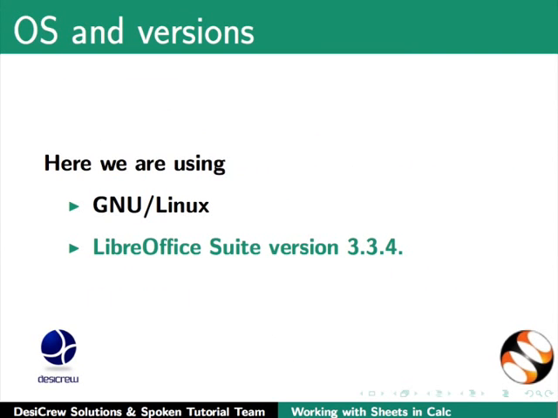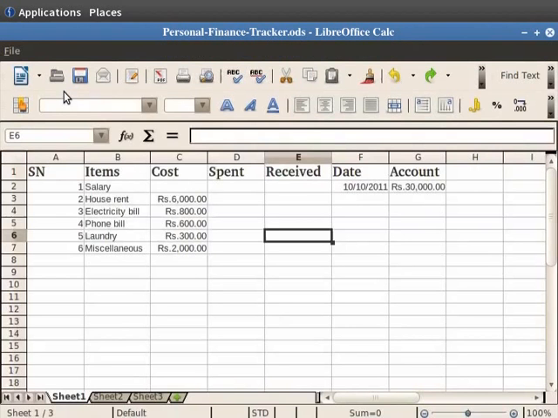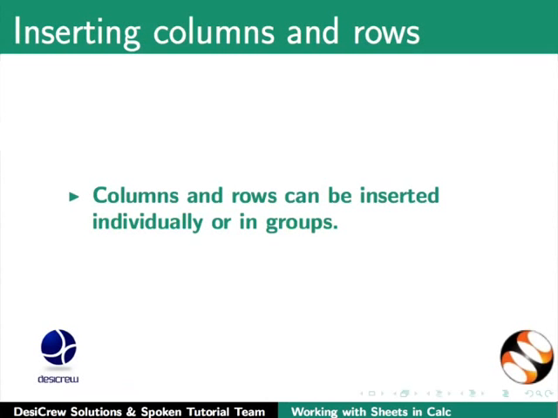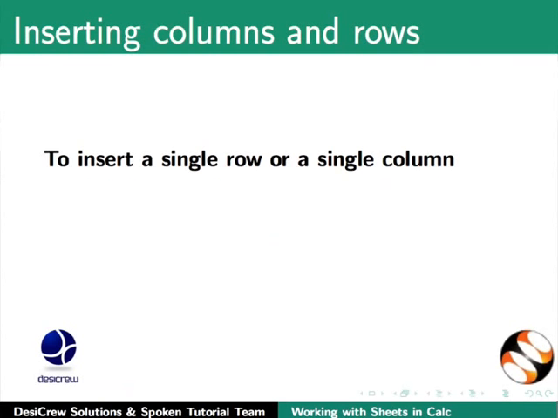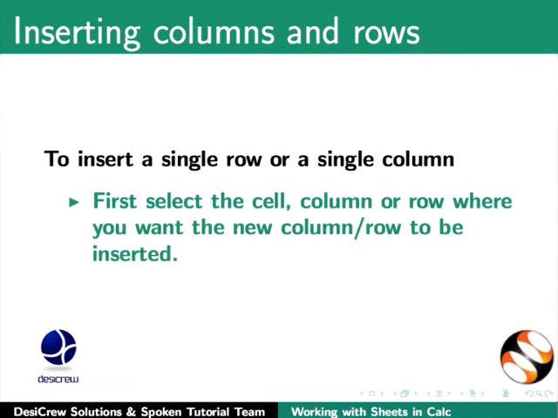Let us open our personal finance tracker.ods file. Columns and rows can be inserted individually or in groups. In order to insert a single row or a single column in the spreadsheet, first select the cell, column or row where you want the new column or a new row to be inserted.